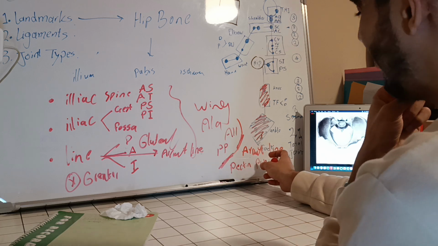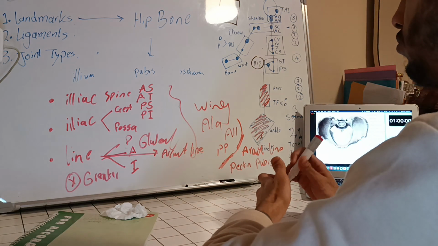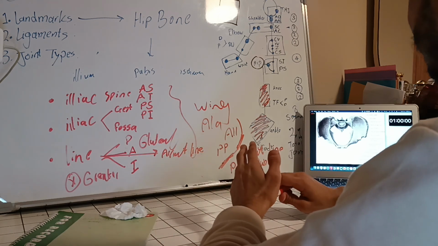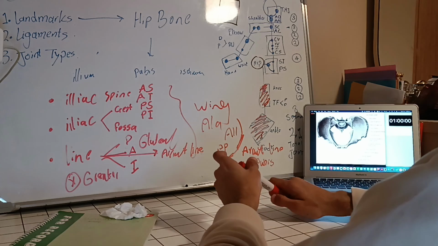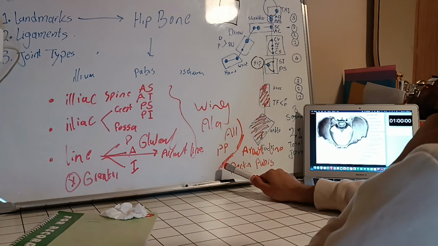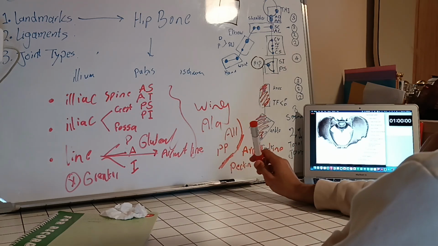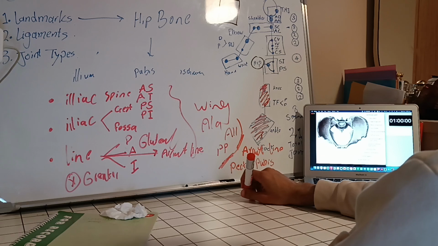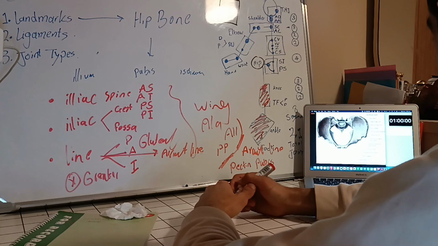So arcuate line and pecten pubis. Anterior superior iliac spine, anterior inferior iliac spine. Now we can have the iliopubic eminence, greater sciatic notch.